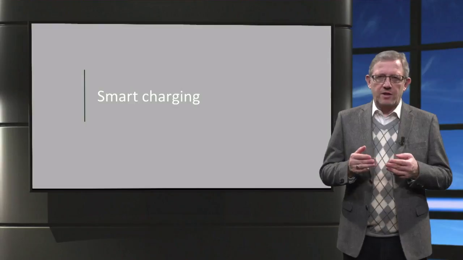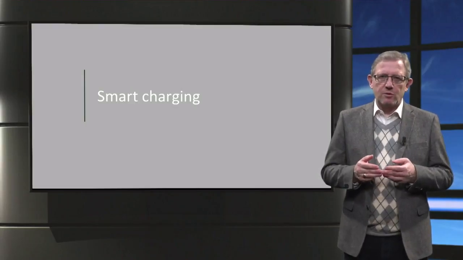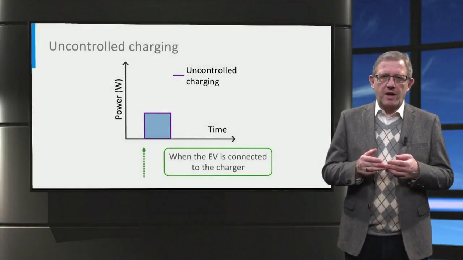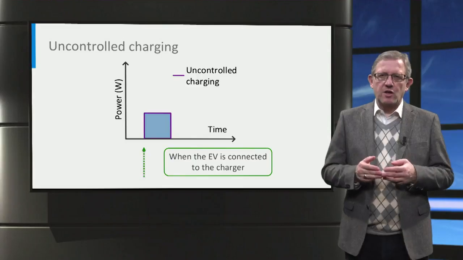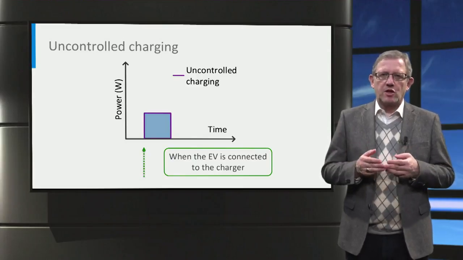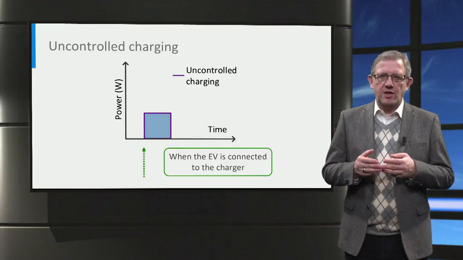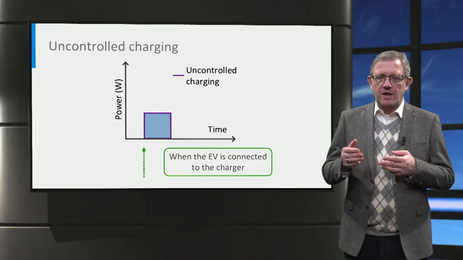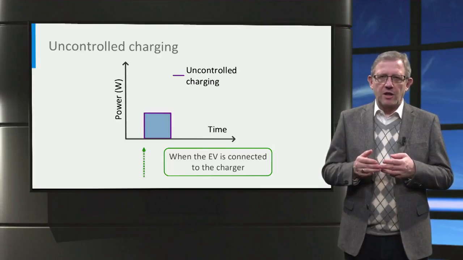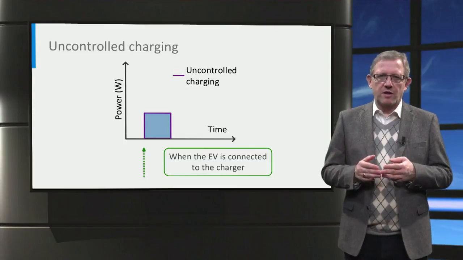Now that we have looked at the charging process, let us see what smart charging is and how it is different from conventional charging. When we connect an electric vehicle to an EV charger, charging starts as soon as the electric vehicle is plugged in. The charging occurs at a fixed charging power, and continues until the electric vehicle battery is full. This is often referred to as uncontrolled charging or conventional charging.